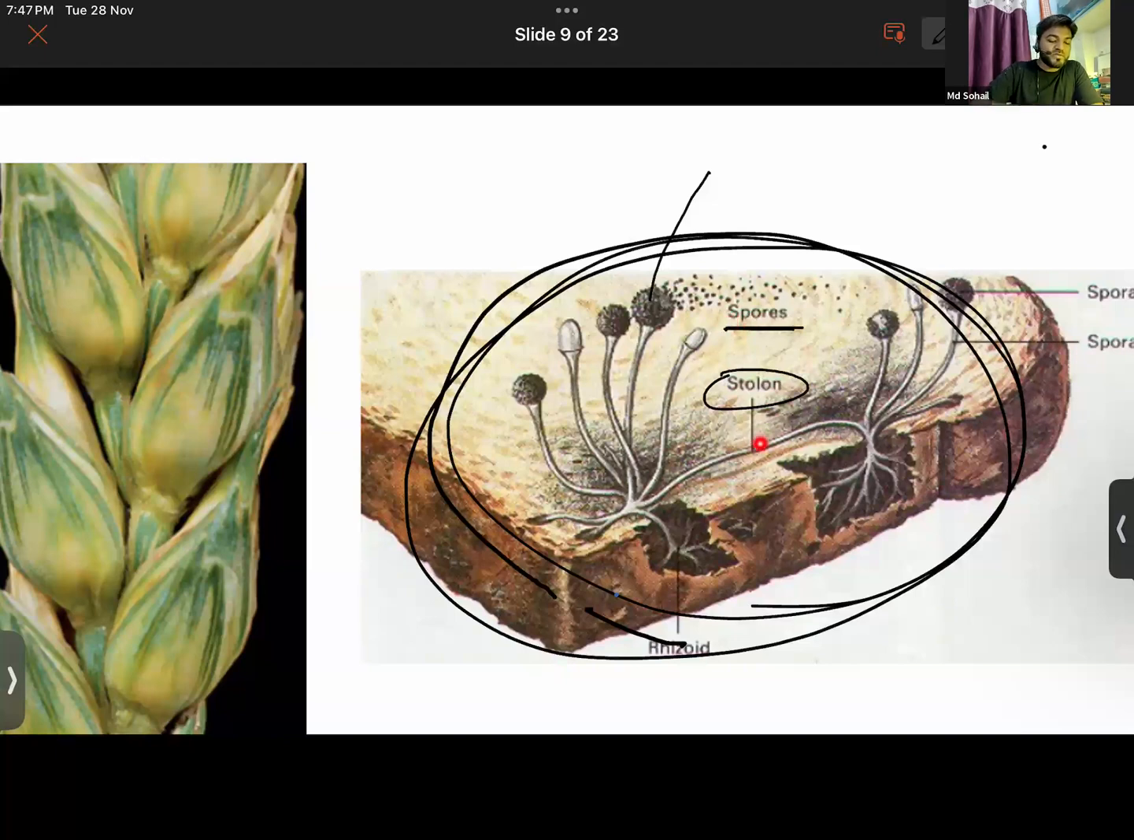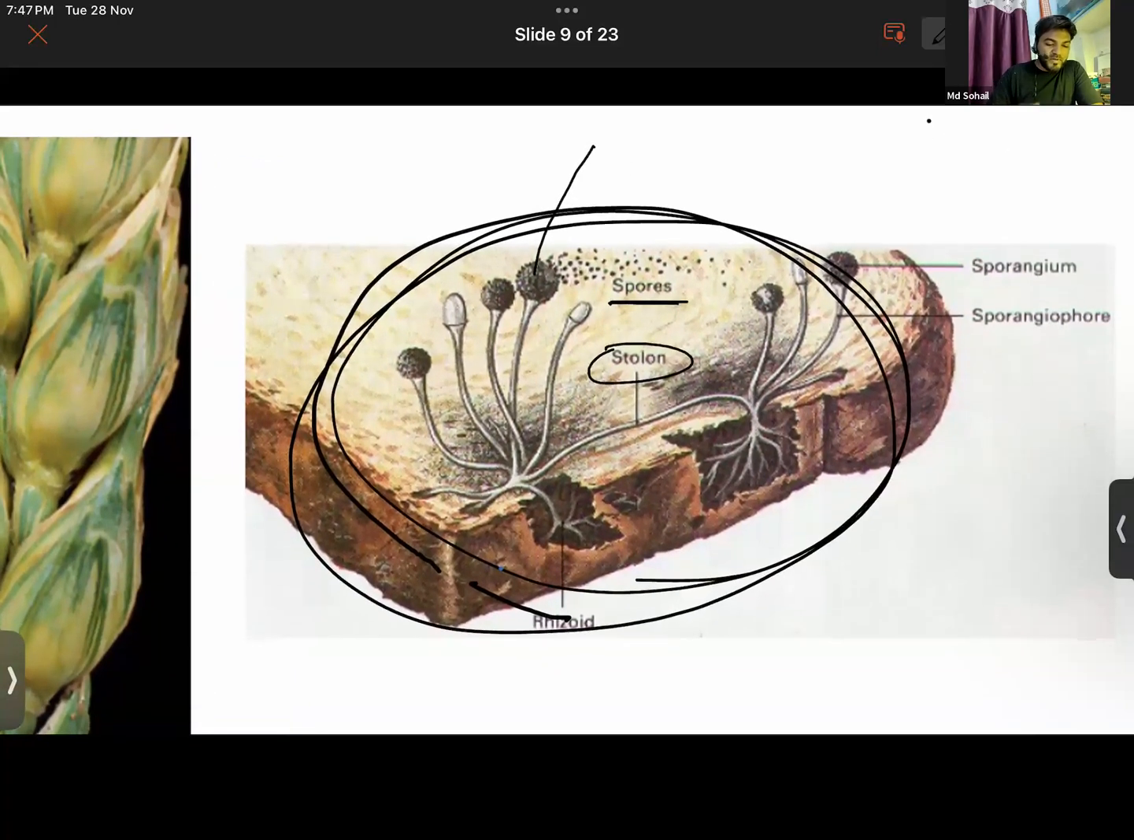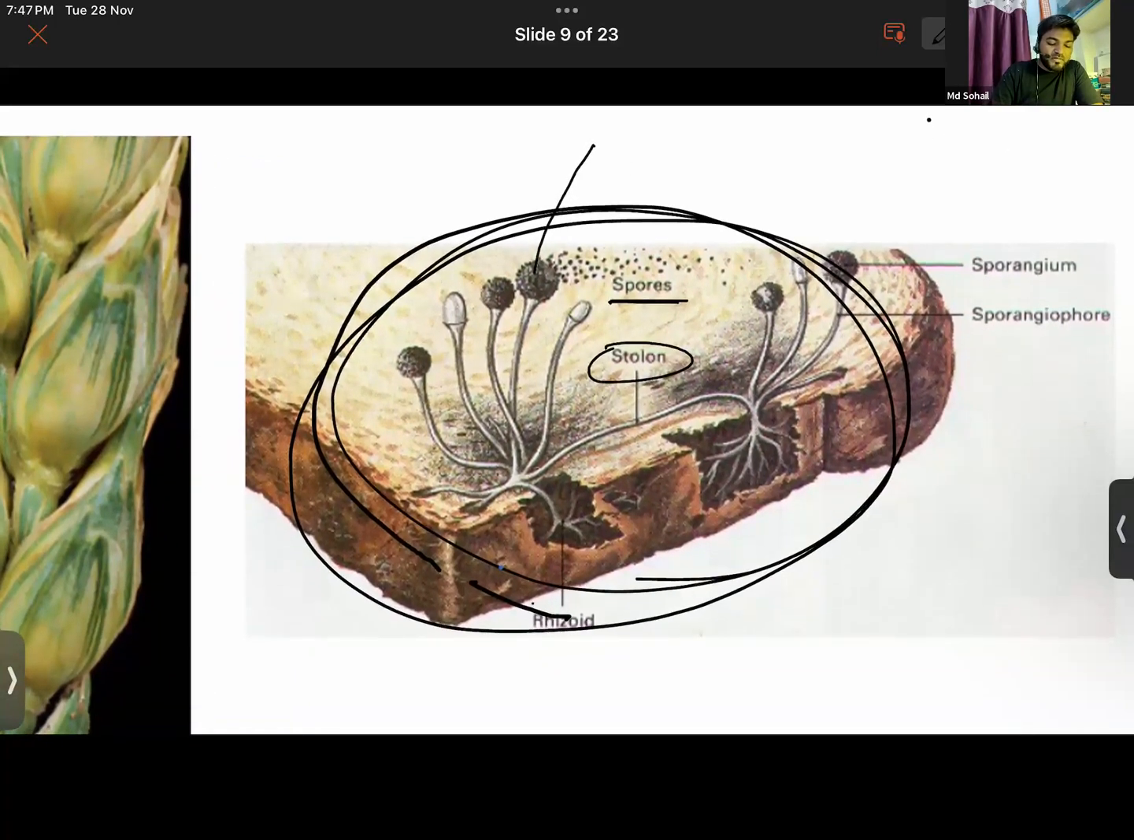First, let's understand about the stolon and the rhizoid. This fungus also has a root-like structure, right? Because the fungus will spread in the bread. We see it spreads all over the bread, right? Because it develops a network-like connection, like the rhizoid we are talking about. That is the rhizoid. Then this stick-like structure that you see is called the sporangiophore.